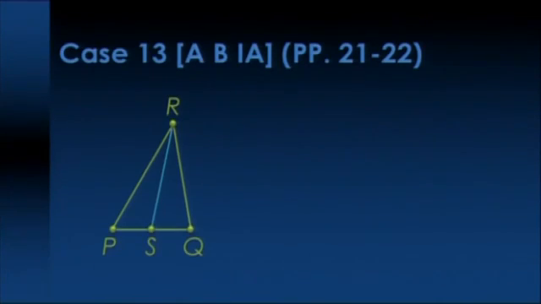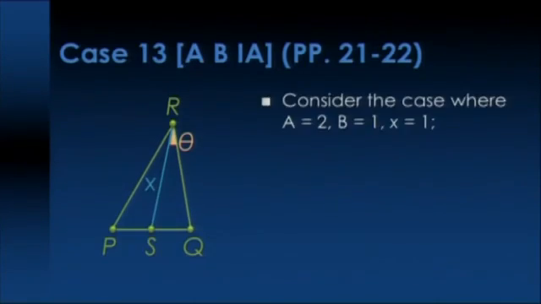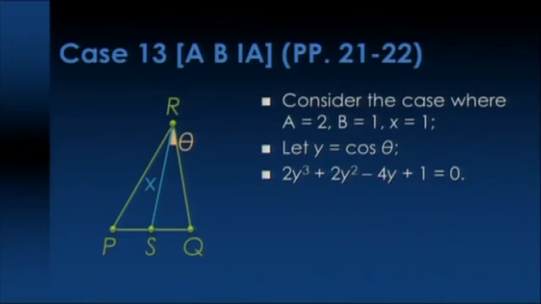Let's say this is the required triangle with PQ equals A, PR equals B, and the angle bisector marked out in blue. Let's say the angle bisector is X, and half of the angle is theta. Consider the case when we substitute A equals 2, B equals 1, and X equals 1. Then we also let Y equals cosine theta. Then we arrive at this equation.